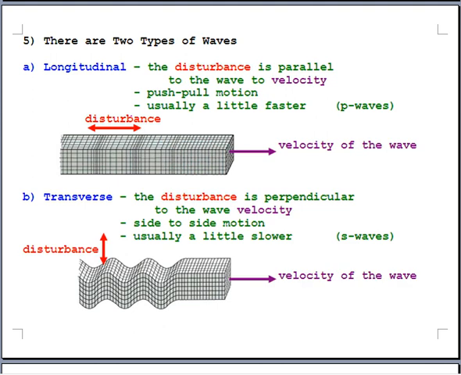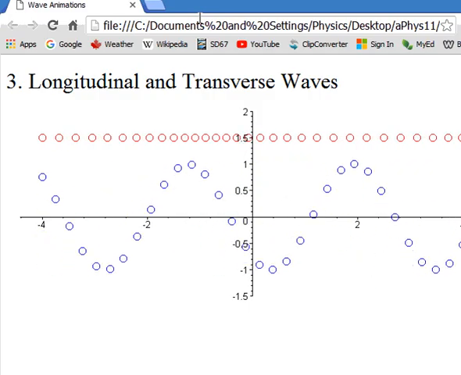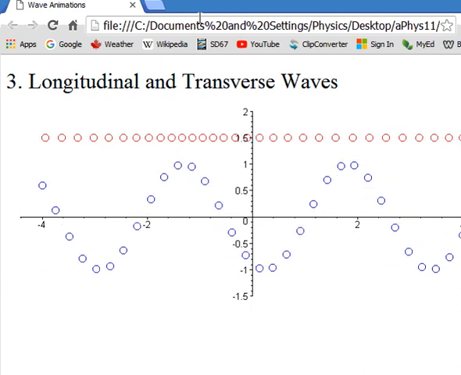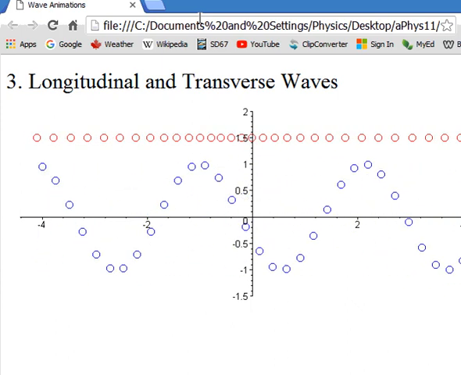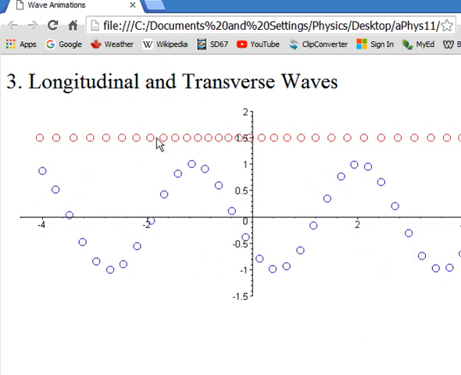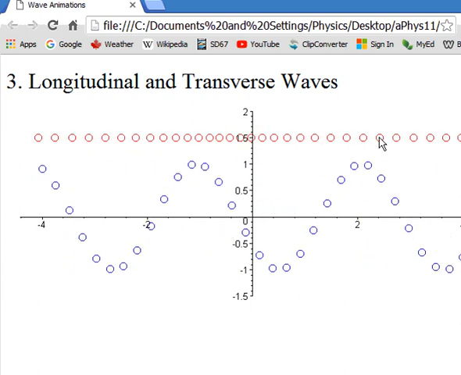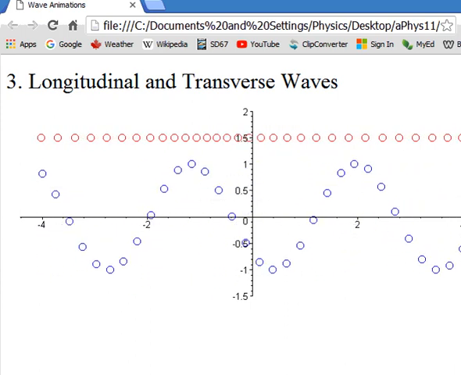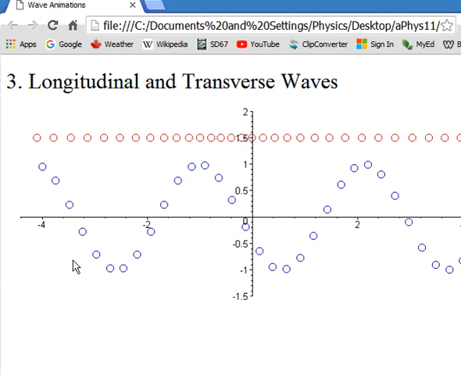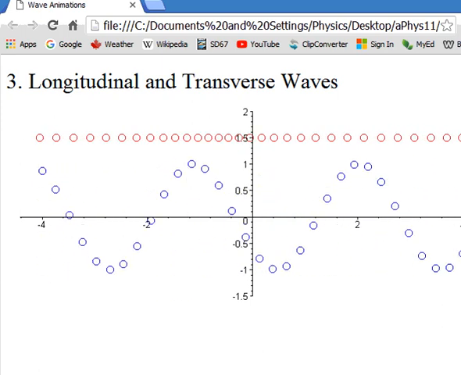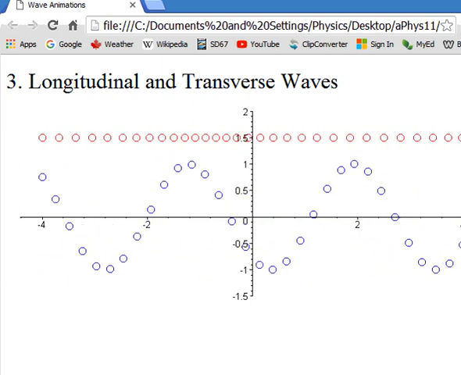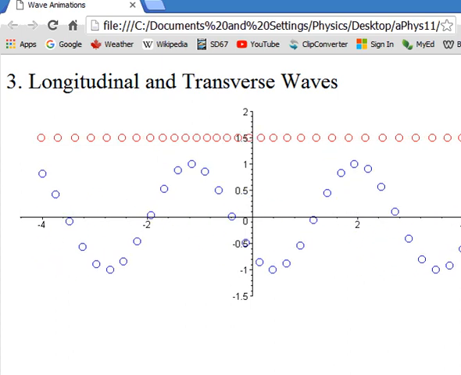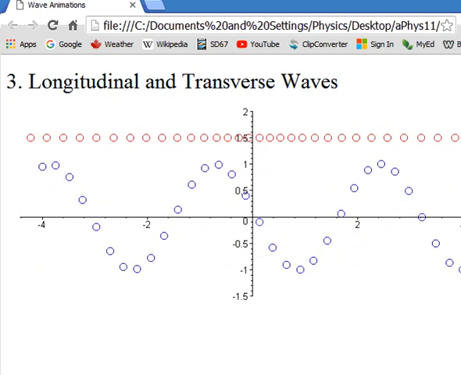There you go, disturbance up and down, but the velocity of the wave travels to the side. Actually, hopefully you can see what I'm seeing right now. This is just that little animation file showing you a longitudinal wave. You can see it sort of stretches and compresses along the line of velocity, as opposed to the one we saw earlier. There's your transverse wave, where the little circles move up and down, but the wave itself moves side to side.